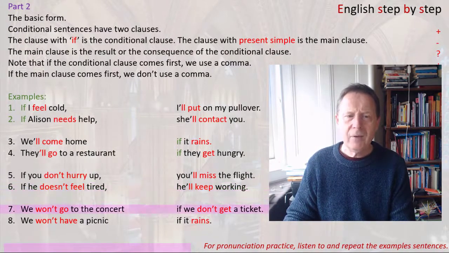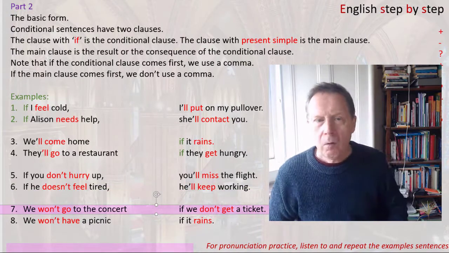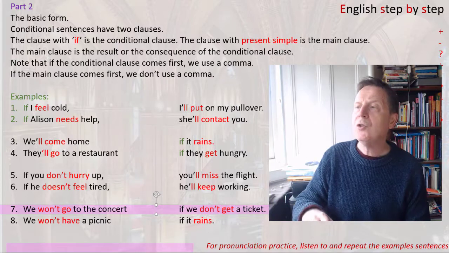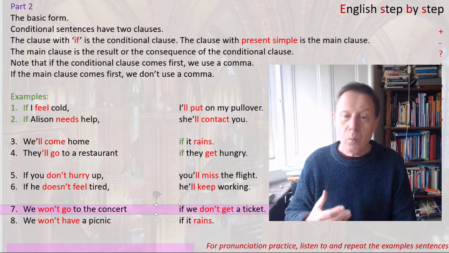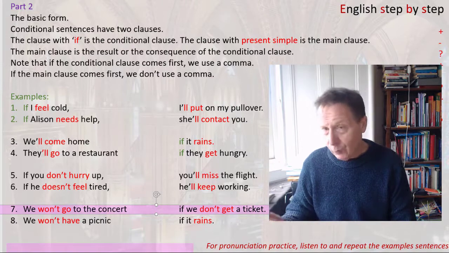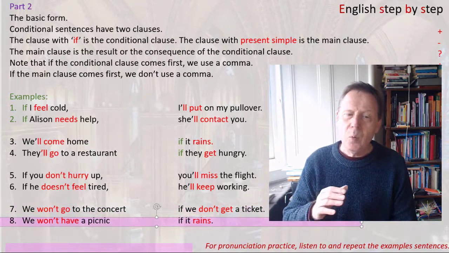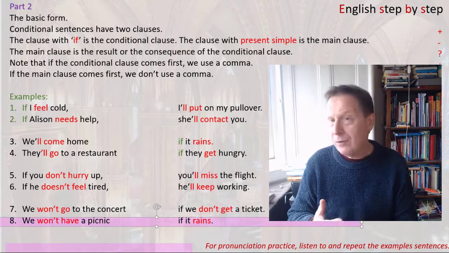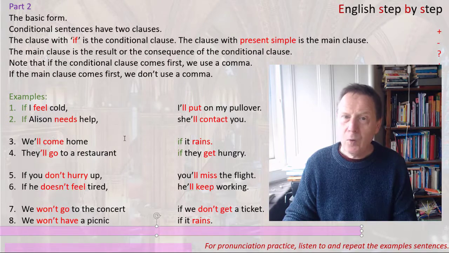Now, number 7 has the negative verb in the main clause. Go changes to won't go. For example, we won't go to the concert if we don't get a ticket. Number 8, we won't have a picnic if it rains. So there you have the basic form of first conditional.